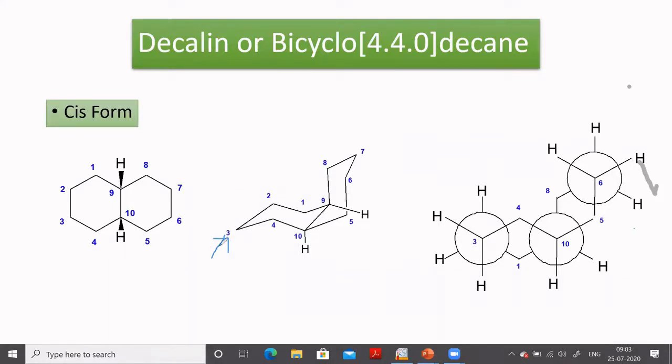So when I look at the molecule in this way, the third carbon is in front of me and the second carbon is on the back side. So when I look at the Newman projection, the third is in front of me and the second is on the back side. The third carbon is further attached to which carbon? Fourth carbon. So when I draw the Newman projection, see this is the way, this much part is your Newman projection of cyclohexane.